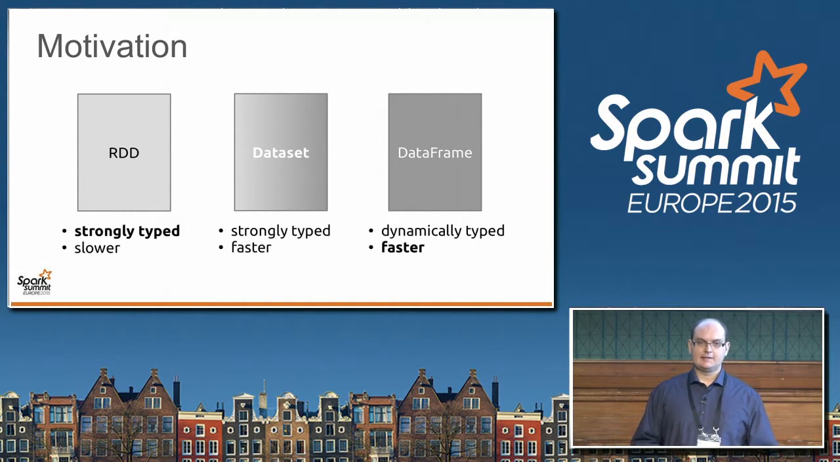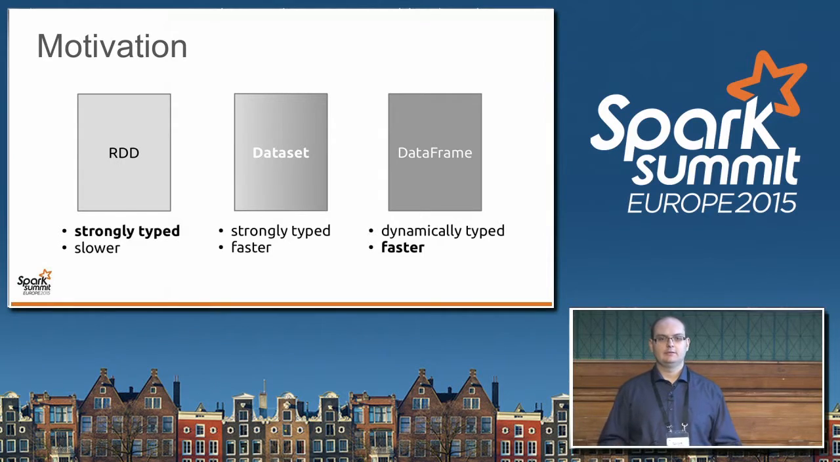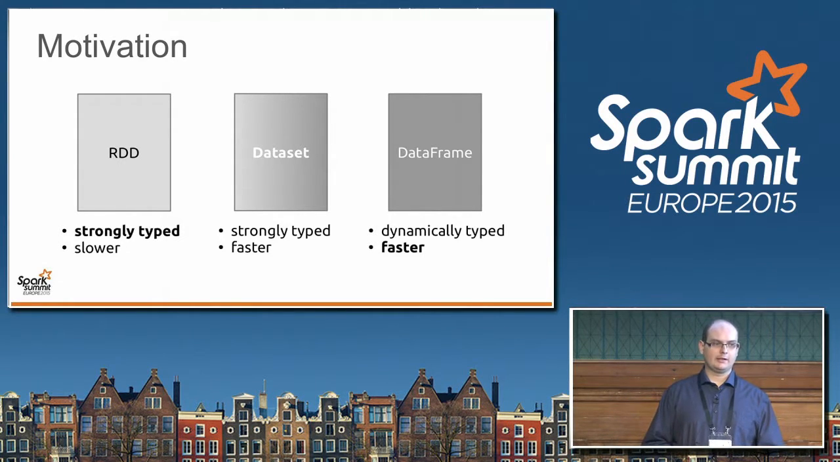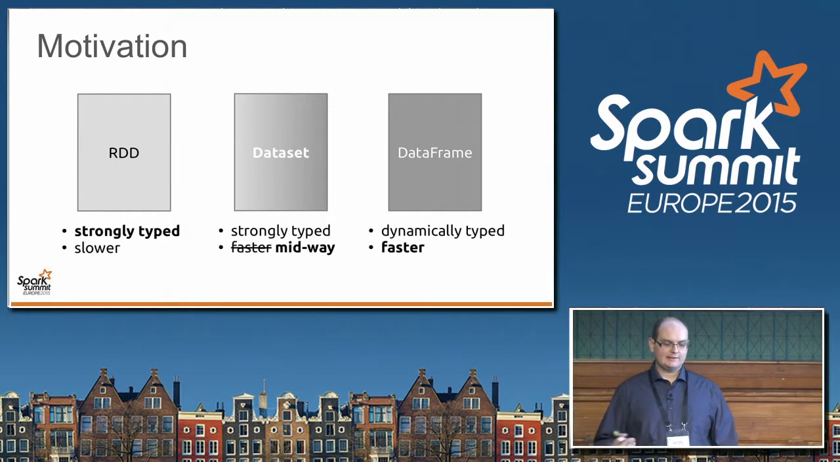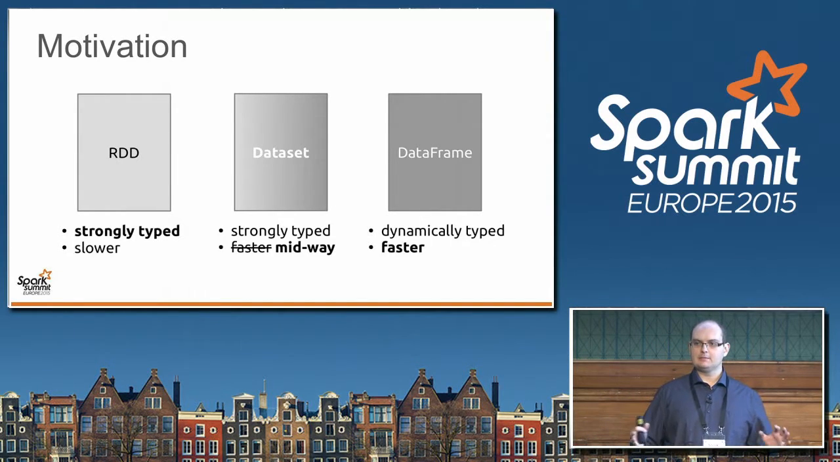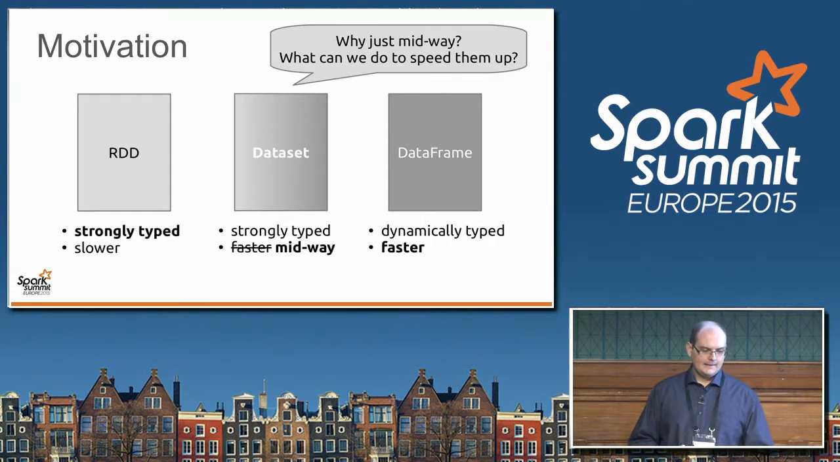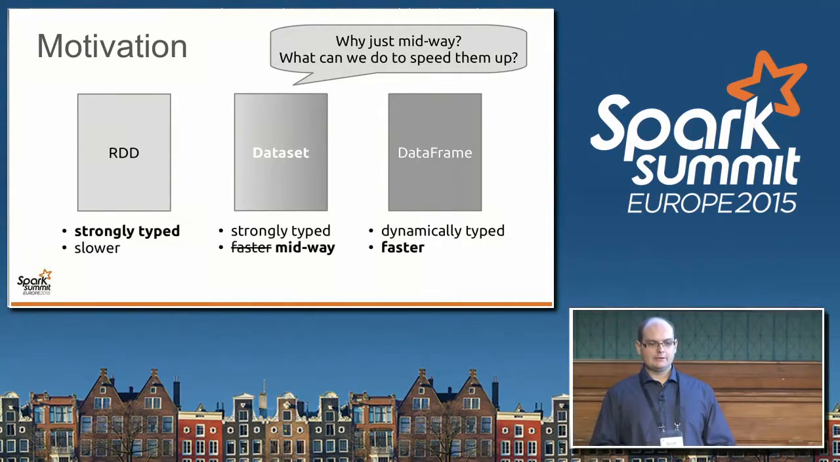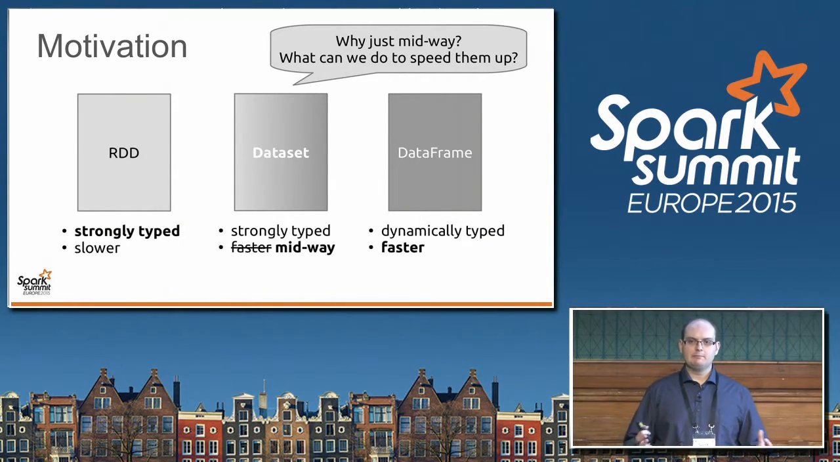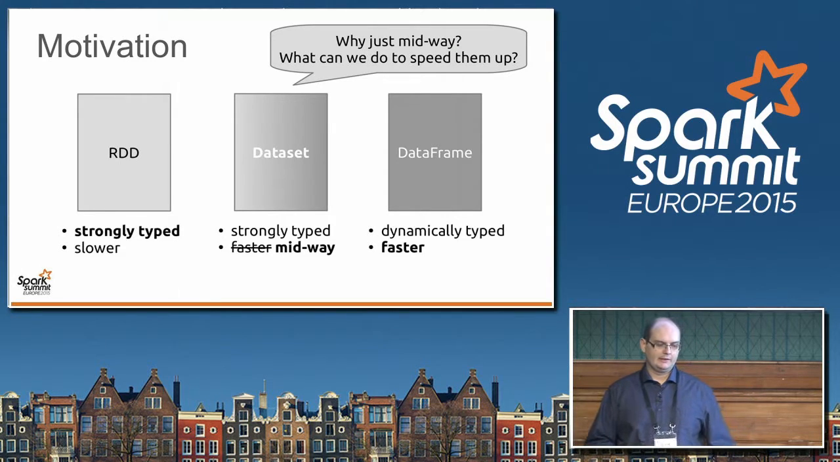And this is the dataset API that the Databricks guys are working on. But I would say that instead of being as fast as data frames, it's actually midway somewhere. And you might be wondering, why exactly is it midway? What is happening there? And what can we do to speed them up?